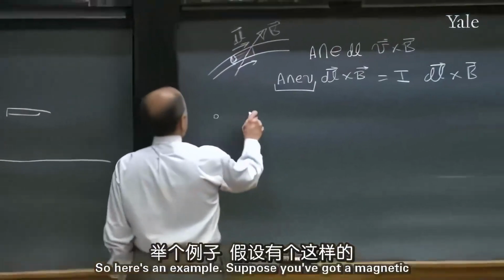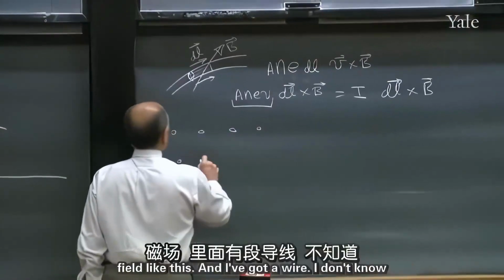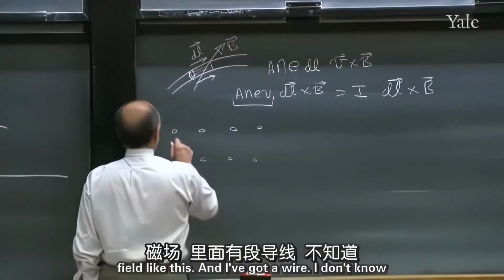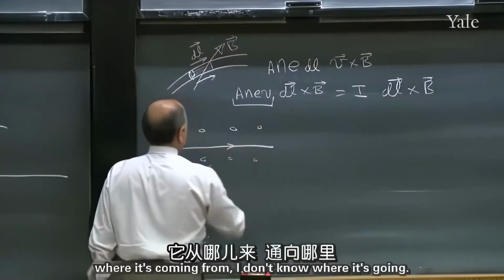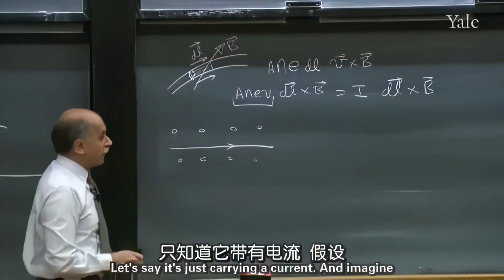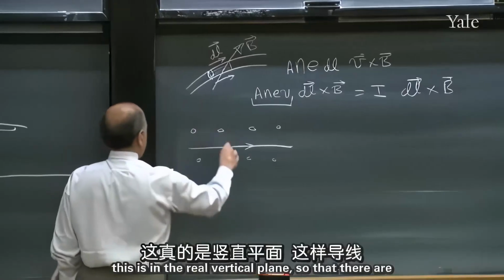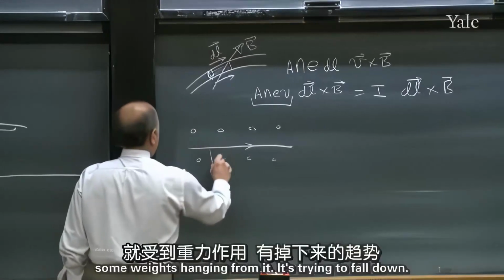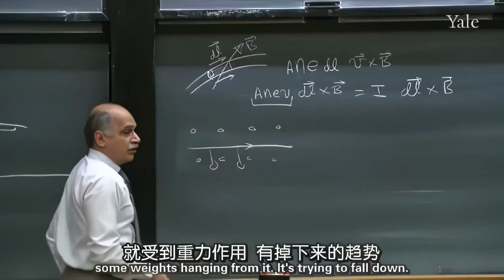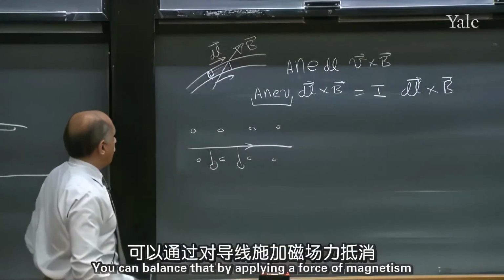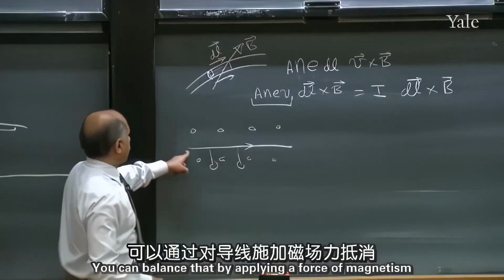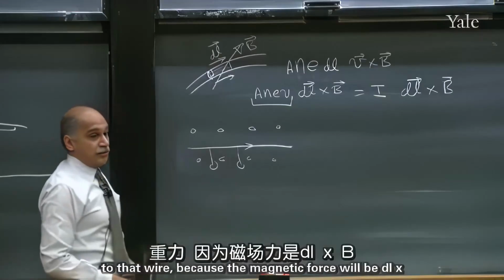So here's an example. Suppose you got a magnetic field like this. And I got a wire. I don't know where it's coming from. I don't know where it's going. Let's say it's just carrying a current. And imagine this is really in the real vertical plane, so that there are some weights hanging from it. It's trying to fall down. You can balance that by applying a force of magnetism to that wire.